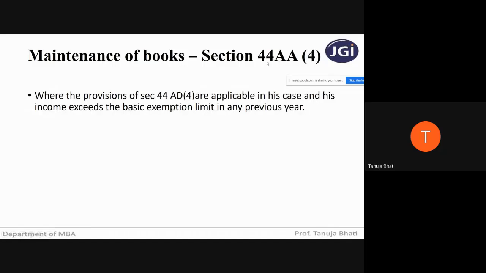Next, section 44AA subsection 4, like section 44AD. Section 44AD is applicable to those businesses who again fall under the presumptive taxation scheme, where they have to show their income at 8% of their gross turnover. Now suppose they show their income less than 8% of their gross turnover, then they are required to maintain the books of accounts. That is what is being explained in this particular slide.